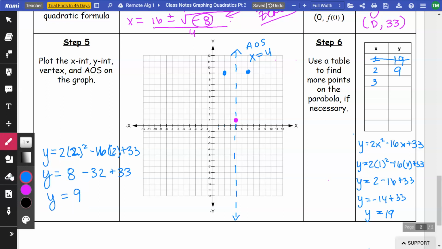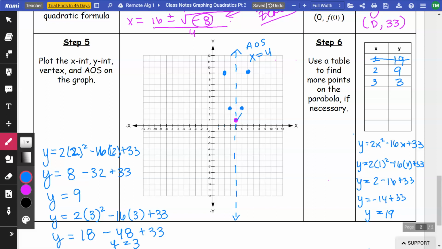Then we're going to plug in 3. So y is equal to 2 times 3 squared minus 16 times 3 plus 33. So y is equal to 3 squared is 9. 9 times 2 is 18. 16 times 3 is 48, plus 33. So we're going to take 18 minus 48 plus 33, and we get 3. So we're going to plot the point (3, 3), which is 1 away from the axis of symmetry on the left side. So we're going to reflect it 1 away on the right side.